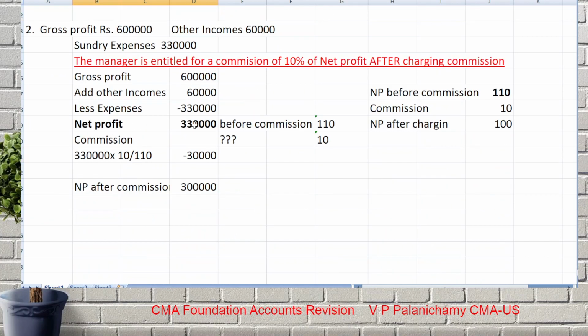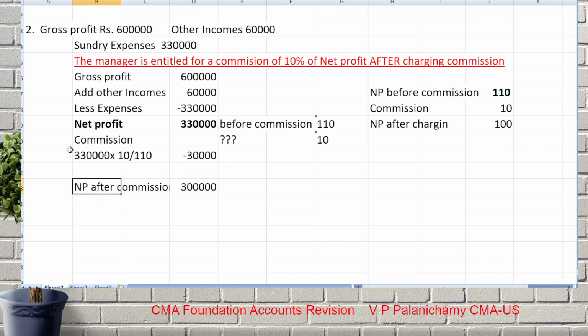If they tell you net profit after charging commission, na என்ன பண்ணுவீங்க? This is before charging commission. Commission is 10 by 110. Suppose if they give you 2% after charging commission, என்ன பண்ணுவீங்க? 2 by 102. 5% after charging commission na 5 by 105 போகும். ஏன்னா reason என்ன? That this net profit is before charging commission. So what is the commission payable?